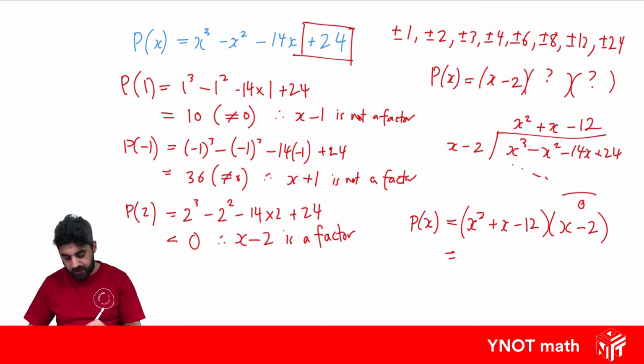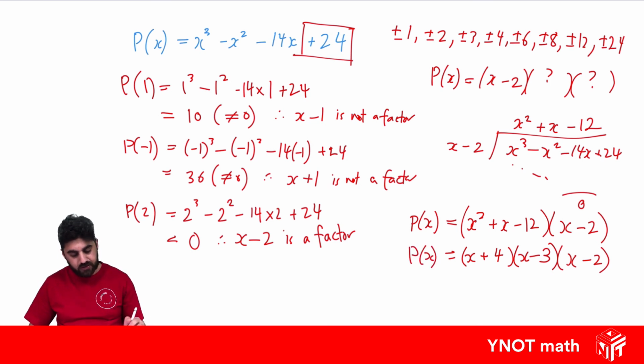and that quadratic there we can easily factorize just by picking out two numbers that multiply to negative 12 and add up to 1, and that's going to be plus 4 and minus 3. And you can see P of x is now fully factorized using the factor theorem.